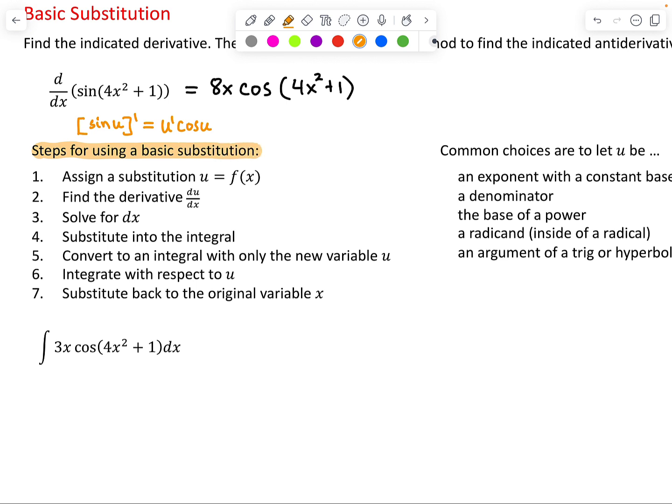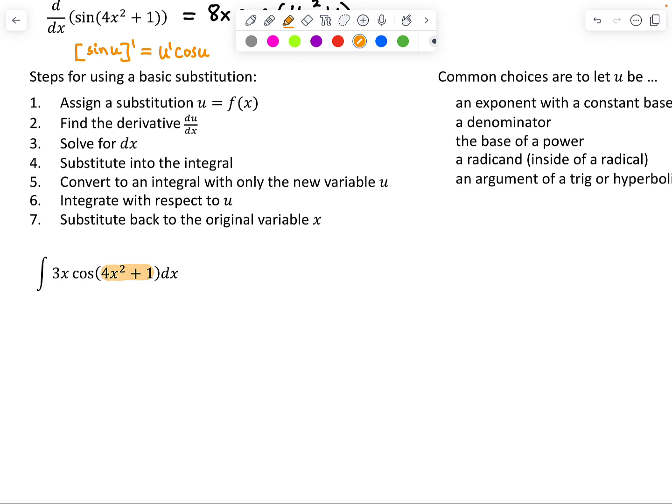Now, there are multiple ways to go about doing a substitution, but I want to share with you 7 steps that consistently work, provided the integral is possible via a substitution. Step 1 is assign a substitution u equals f of x. Now we're going to call some component of our integrand u. And if you look at our derivative rule in orange here, I'm going to call the argument of the trig function u. So this portion of our integrand, we will convert to u. Let u be equal to 4x squared plus 1.